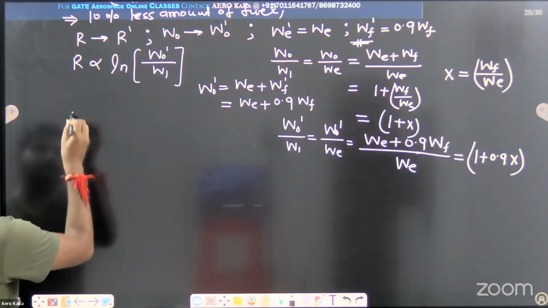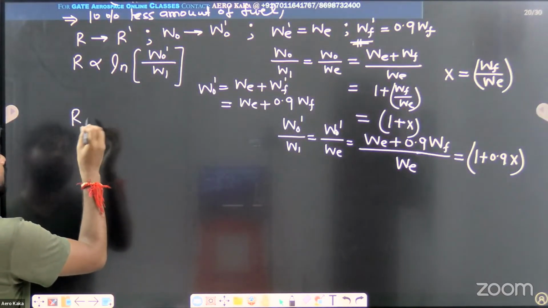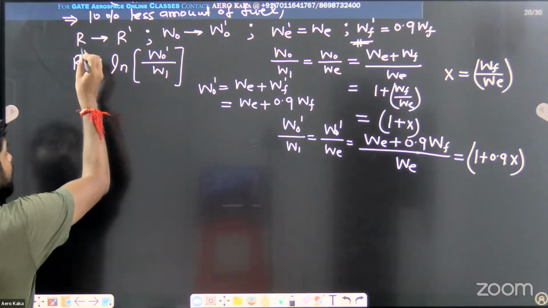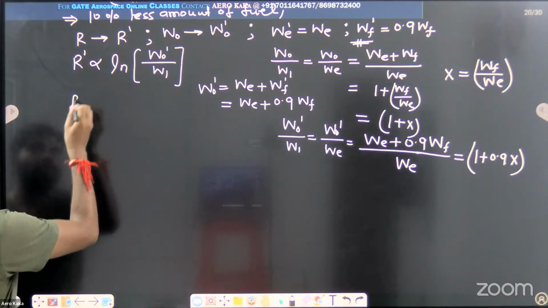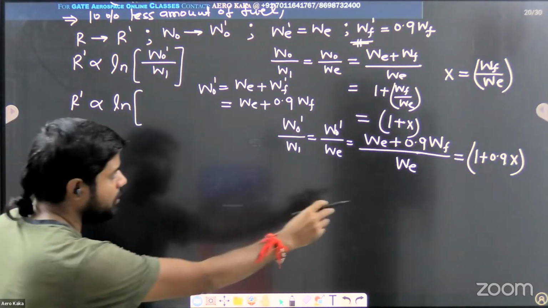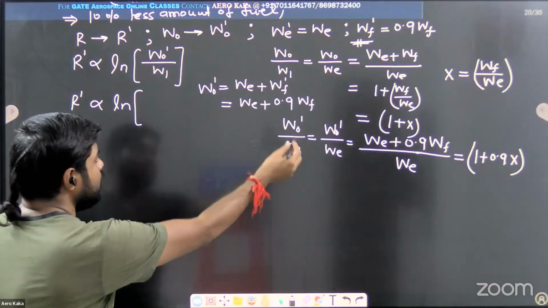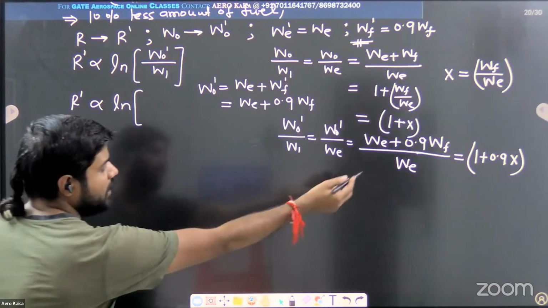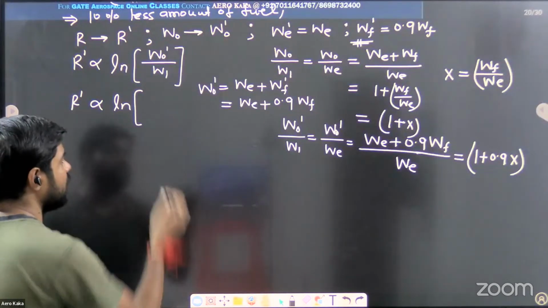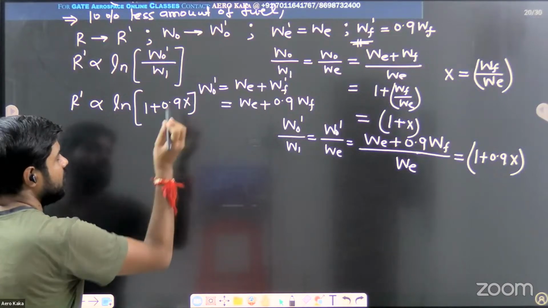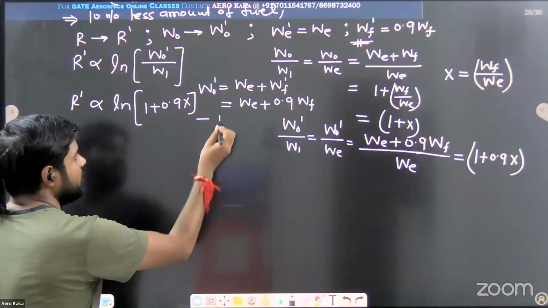So what you can write? R is... take the ratio. Okay, let me write here this R prime, right? R prime is proportional to ln of W naught prime upon W1, which is nothing but W naught prime upon WE. And what is this value? 1 plus 0.9x, right? Let's say this is equation number B.